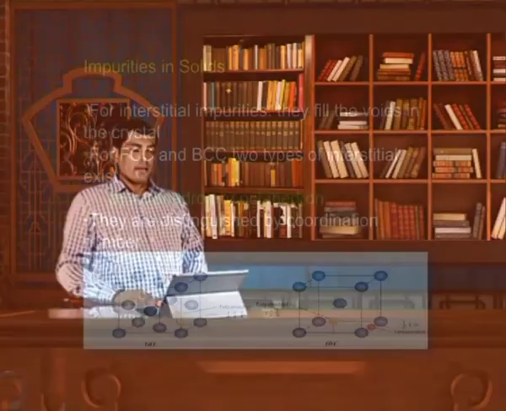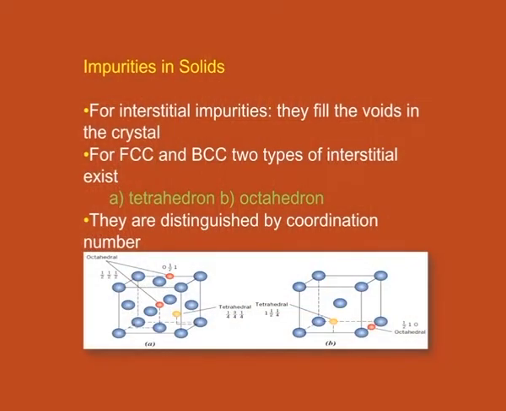So far we discussed substitutional impurities. Now, if we think of interstitial impurities, they are basically the impurities which are present in the voids of the crystal. For FCC and BCC lattice structures, these interstitials exist in two positions, either in octahedron position or in tetrahedron positions. These two positions of the interstitials are distinguished by their coordination numbers.